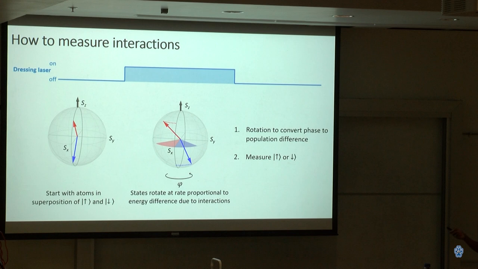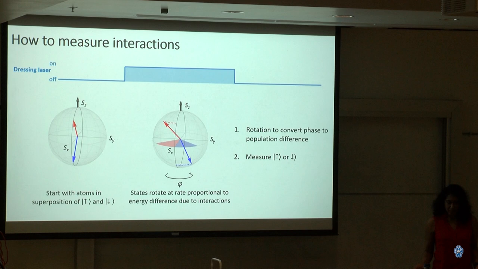And then at the end of some evolution period with interactions, we're going to rotate around the x-axis to convert the phase to a population difference. And then we can simply measure the state, the atoms in up or down. So let's just do this experiment.